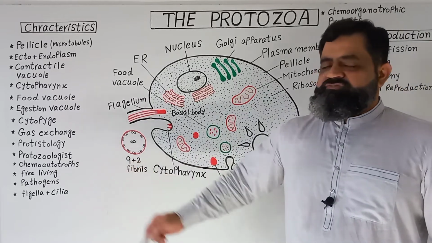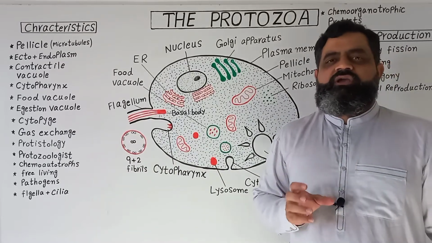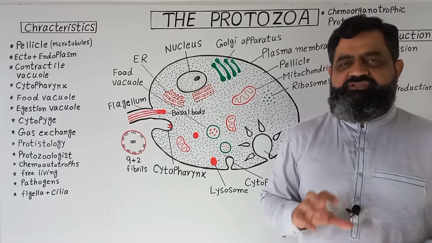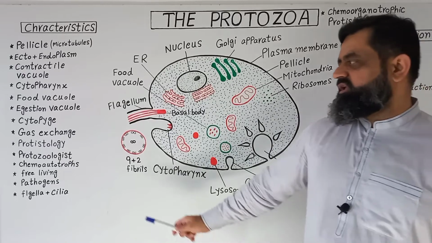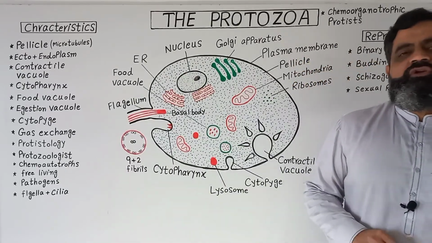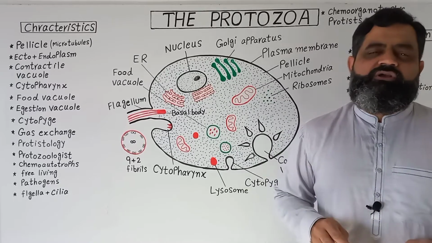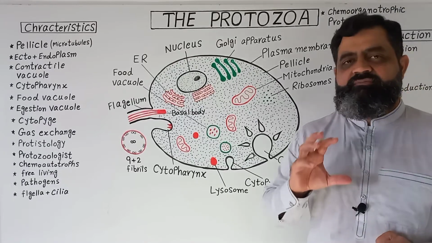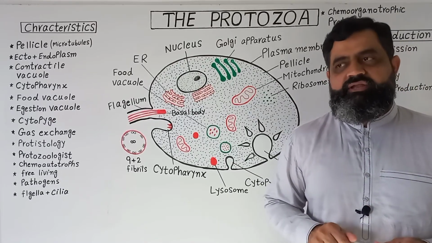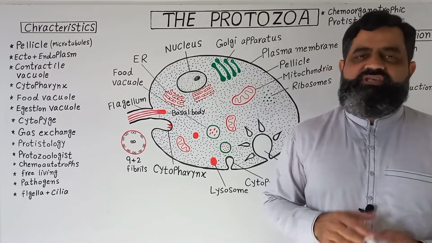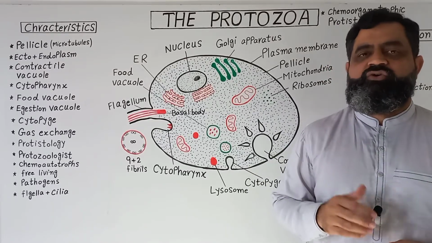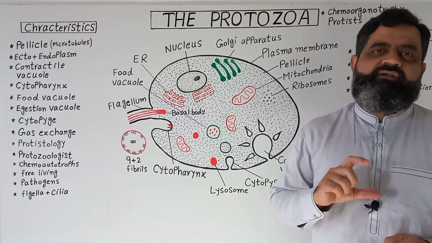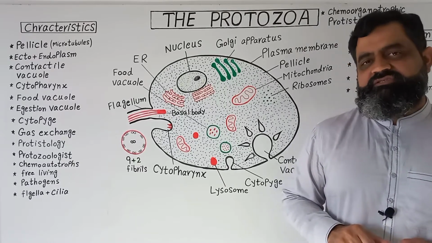The next point is chemoautotrophs. Some protozoans, just like Euglena, are photoautotrophs. They can synthesize their food with the help of photosynthesis, and some use a special type of synthesis known as chemoautotrophy. These organisms may live a free life, just like amoeba, and some live as parasites, like Entamoeba histolytica and Trypanosoma. They are pathogens and cause different types of diseases: Entamoeba histolytica causes dysentery, and Trypanosoma causes African sleeping sickness.